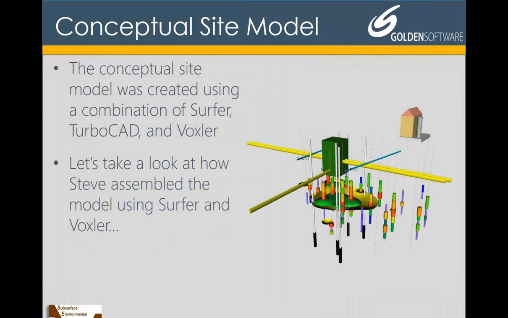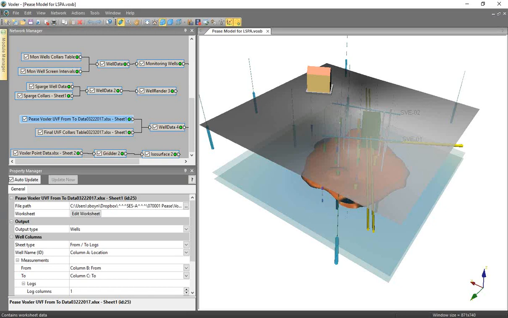So I'm going to move on and get into the details of how Steve created all the specific components of the model. But before I do so, I'd like to first show everyone a complete model overview so you can see what his final model looked like inside of Voxler. So I'm going to open up Voxler and open up the project file that Steve used himself to create the deliverables for the clients.